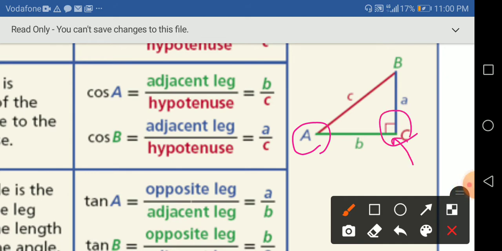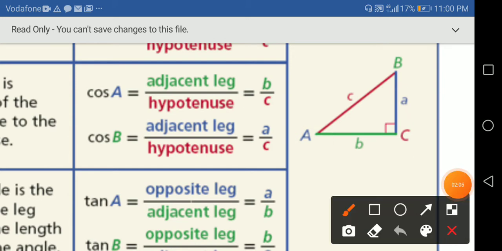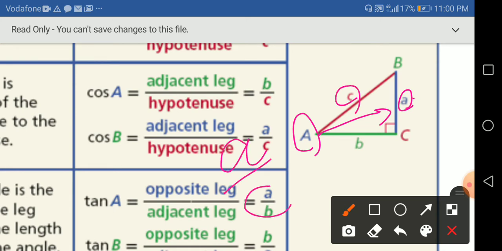So if I ask you, I want the sine of angle A, this is very easy. It's opposite over hypotenuse, so it's A over C.